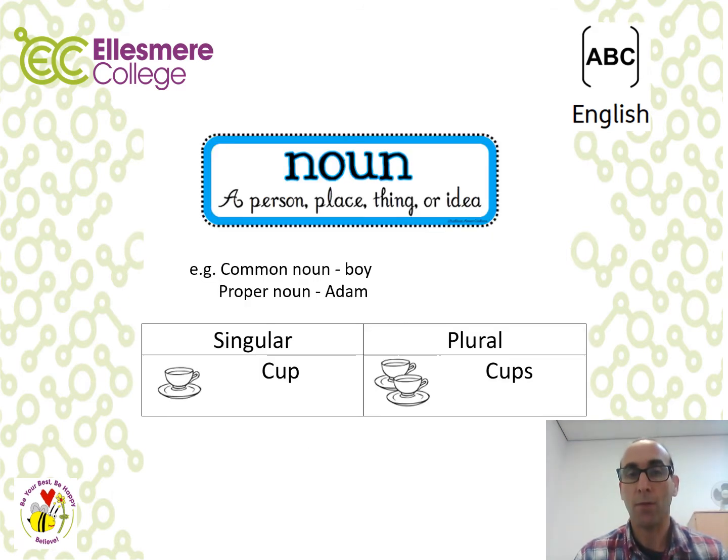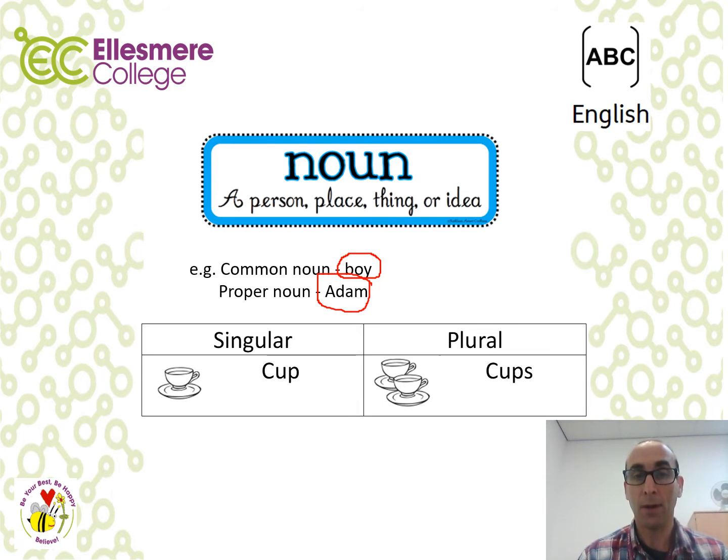In lesson 3 and 4, we'll be looking at nouns. So a noun is either a person, place, thing or idea. In the first lesson, we'll be looking at common nouns. In this case, an example, boy is a common noun. And we'll be looking at proper nouns. In this case, Adam is actually the specific name of the boy.